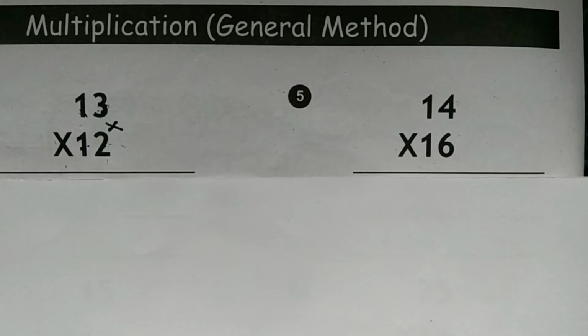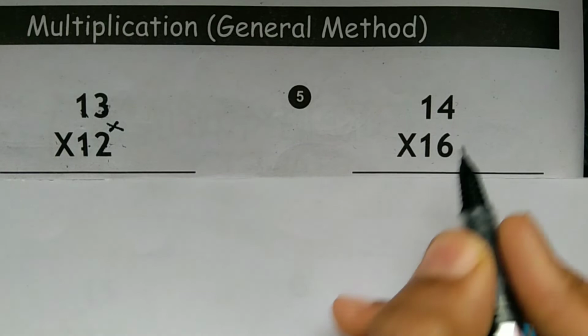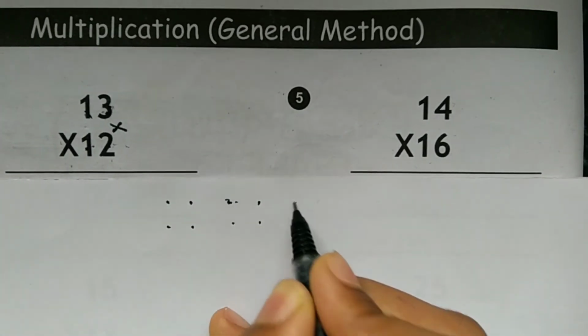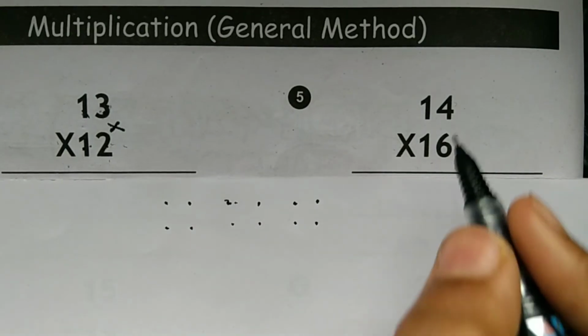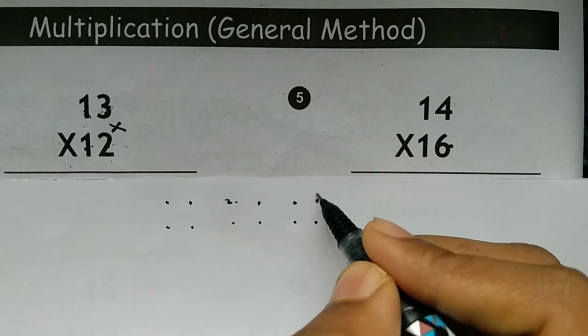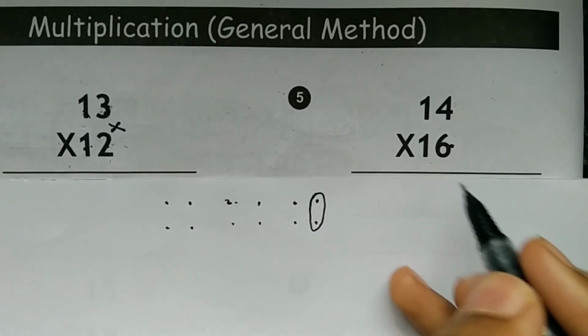Next we go to second problem. Same step as it is in first problem. Here 14 and 16, right? First we multiply last number 4 and 6. That is 24.